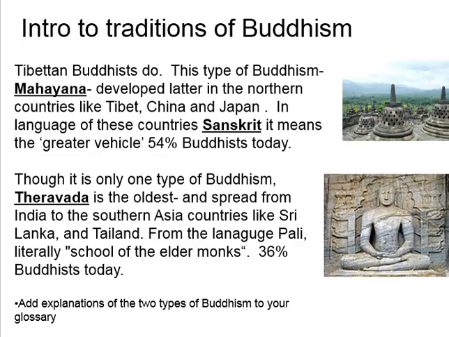These are what we would call a type of Buddhism called Mahayana Buddhism, developed much later in countries like Tibet and China and Japan. In the language of these countries, the origin was Sanskrit, and the word literally means the greater vehicle. About 54% of Buddhists today. The other type of Buddhists are Theravada. This is the oldest type of Buddhism that spread from India to the southern Asian countries like Sri Lanka and Thailand. And it's from the language of Pali, which literally means the school of the elders. It's fascinating, the origin of this in the pre-Buddhist period. About 36% of Buddhists today are Theravada, so Mahayana is by much the larger tradition.